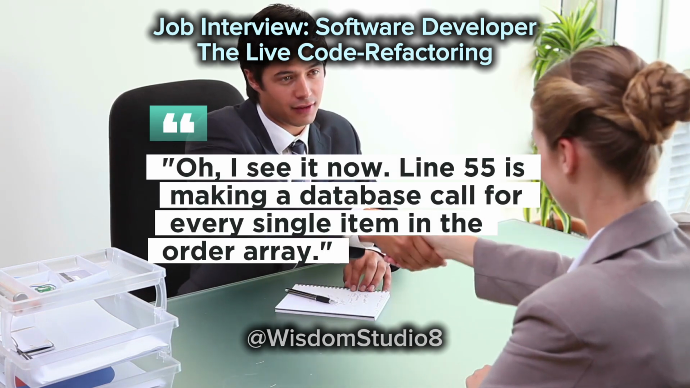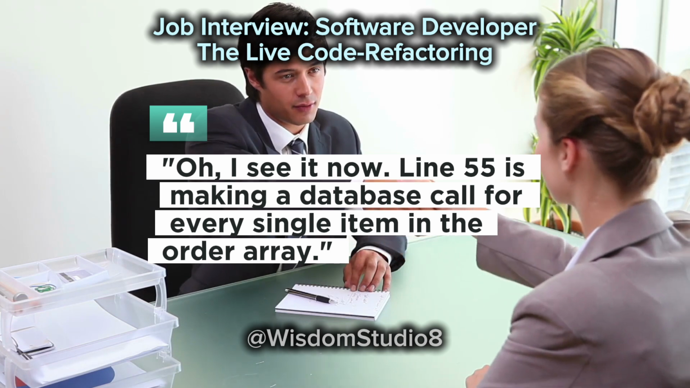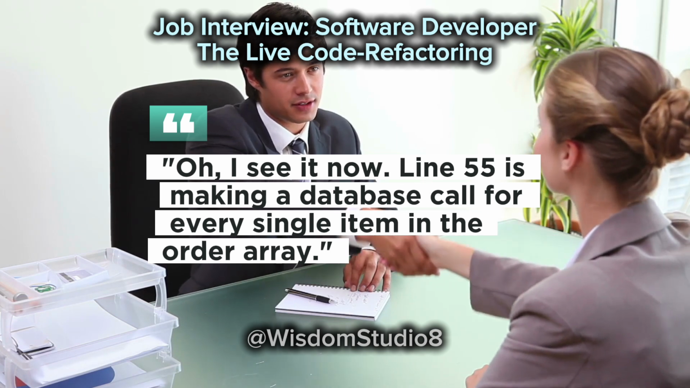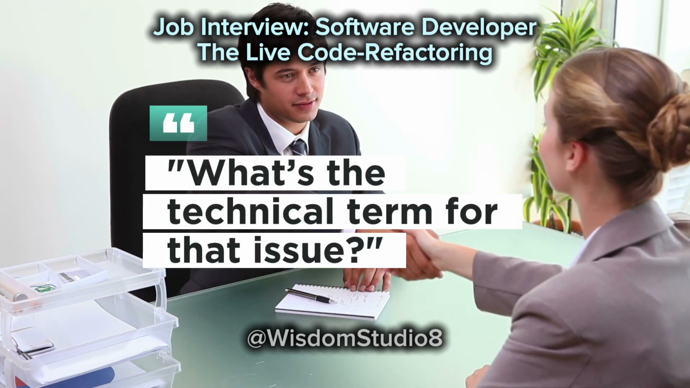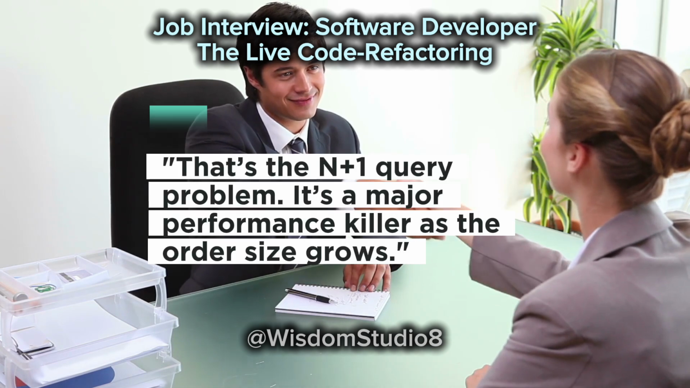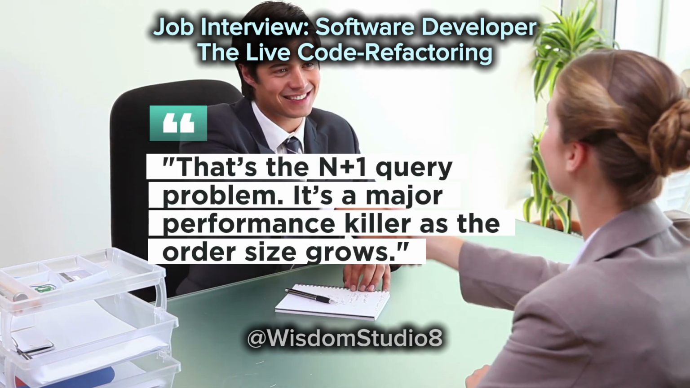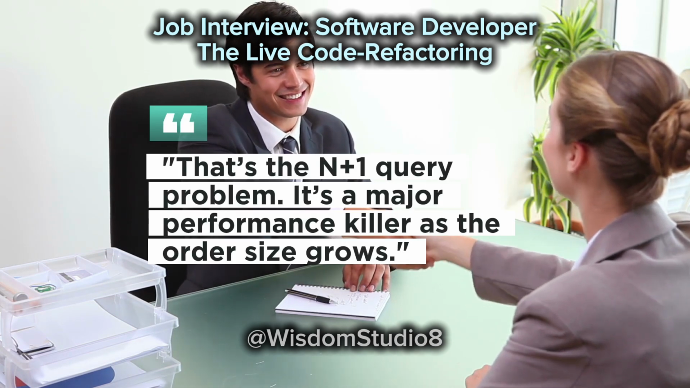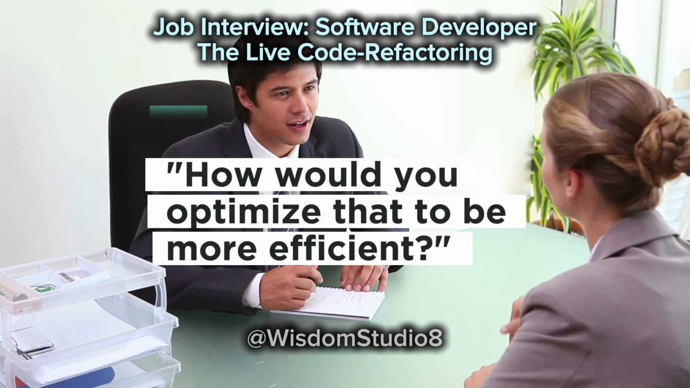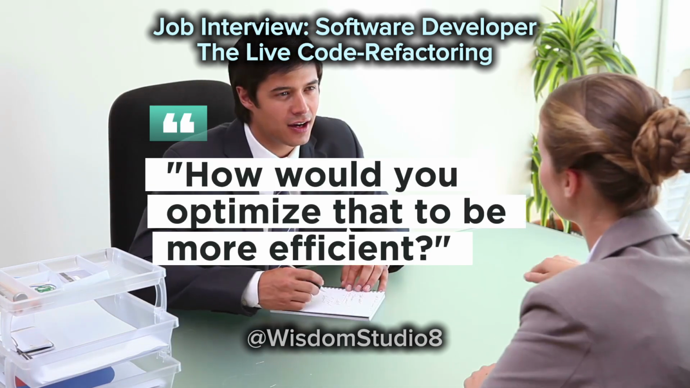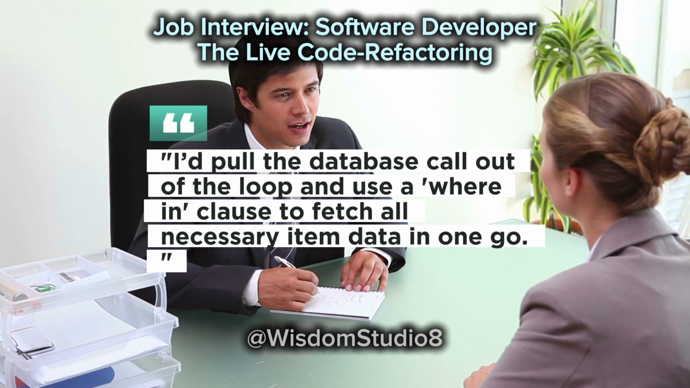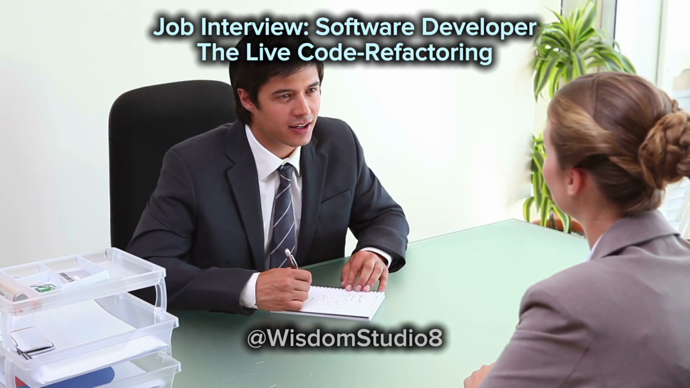Oh, I see it now. Line 55 is making a database call for every single item in the order array. What's the technical term for that issue? That's the n+1 query problem. It's a major performance killer as the order size grows. How would you optimize that to be more efficient? I'd pull the database call out of the loop and use a where-in clause to fetch all necessary item data in one go. Good call.